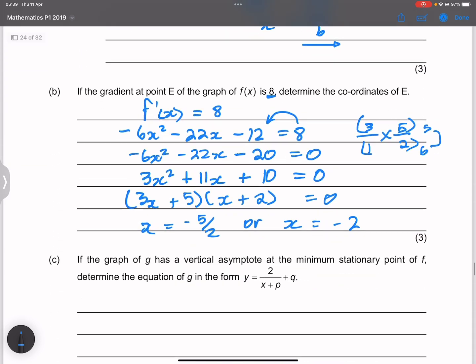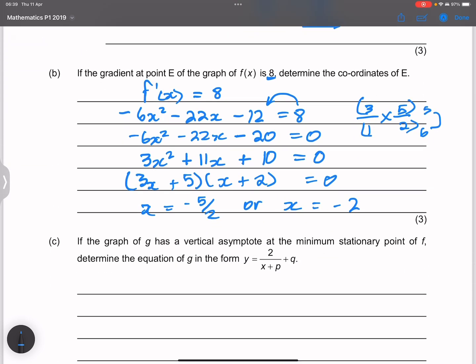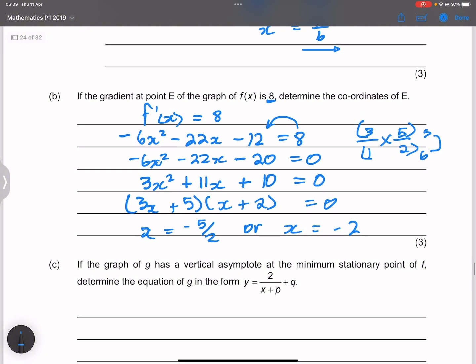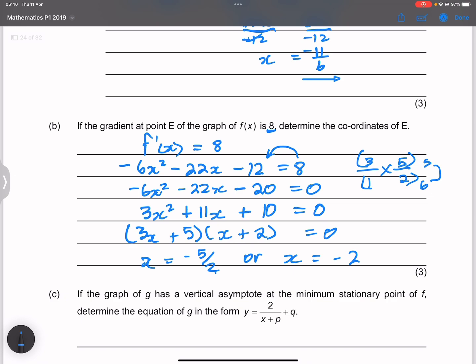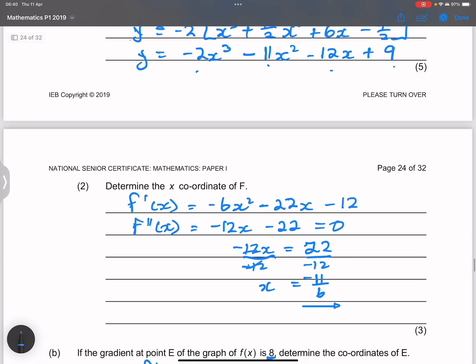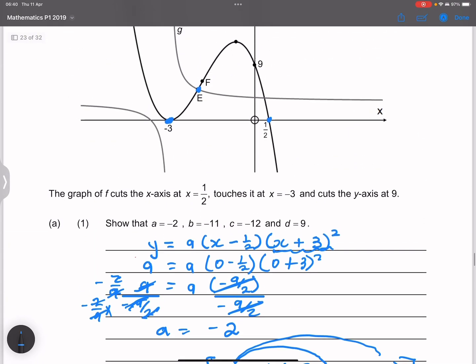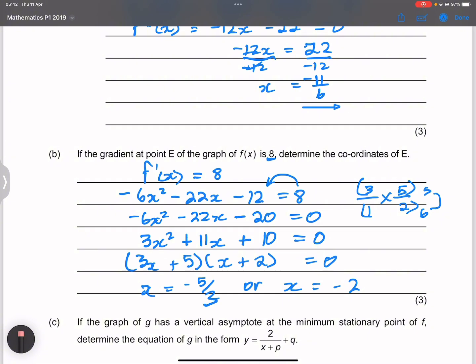Okay, let's see. So that's minus 2 and minus 5. Sorry, that's 5/3, right? So this would definitely be the point after that point of inflection of ours. So I'd say E is definitely minus 2 in that case. Remember, we are still not done. We still need to find the corresponding y value, right? I don't know why we've been given such little space.